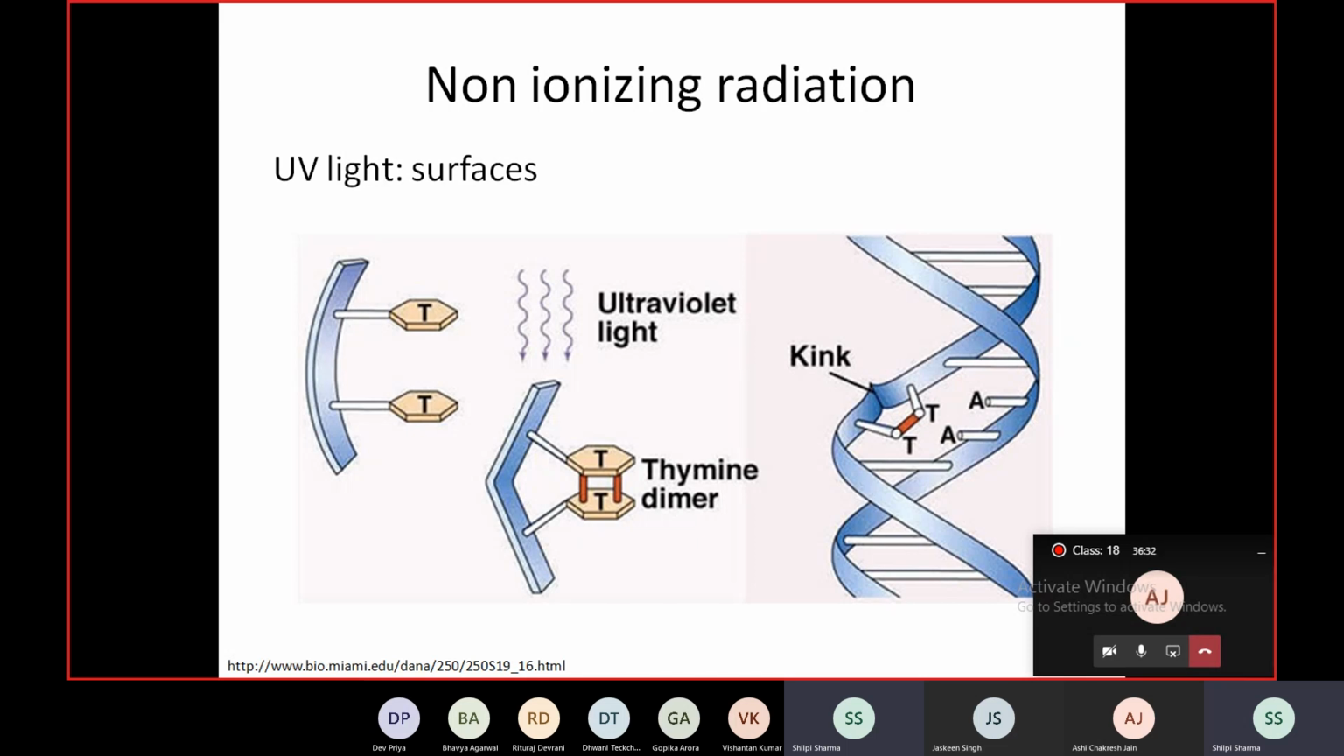These dimers result in inhibition of DNA replication, ultimately leading to cell death. And in fact, they also promote mutations. So I'm sure you also know that UV exposure is harmful for you because of these dimers.